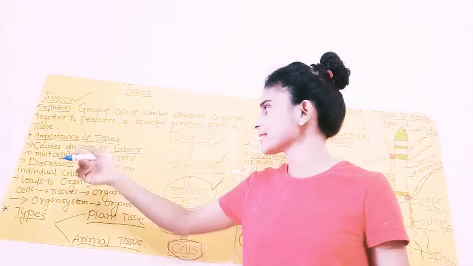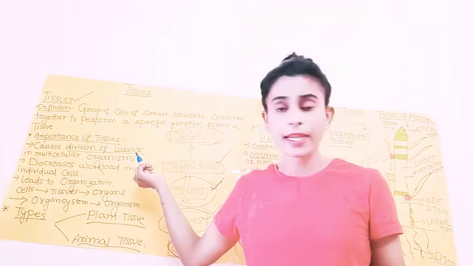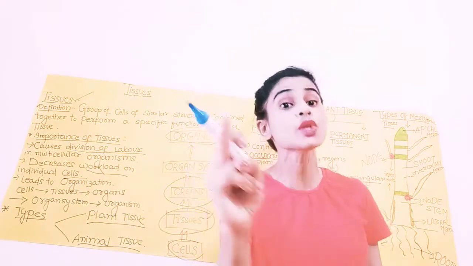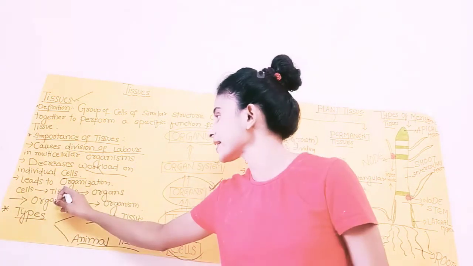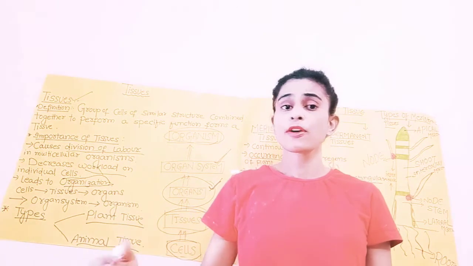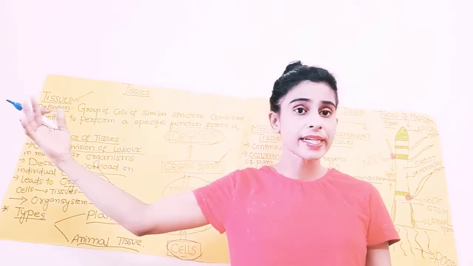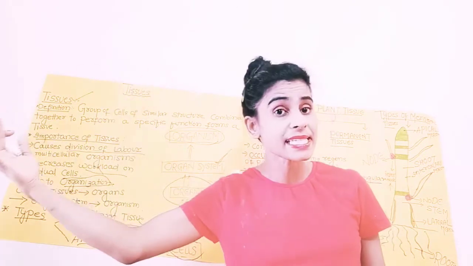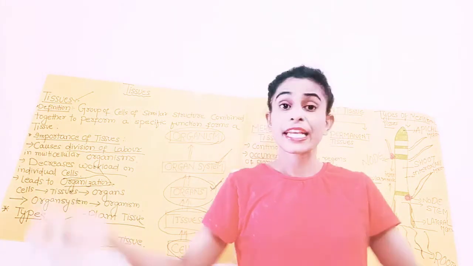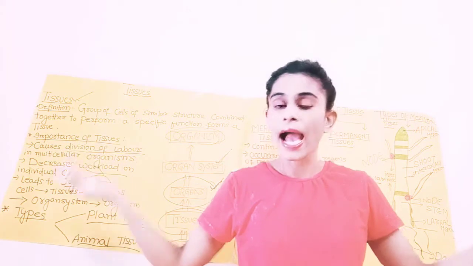Division of labor is there to decrease the workload on the individual cells, and the most important reason is organization. Cells form tissue, tissue forms organs, organs form organ systems, and organ systems give rise to an organism. It may be plant or animal.